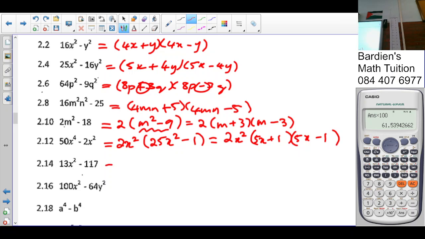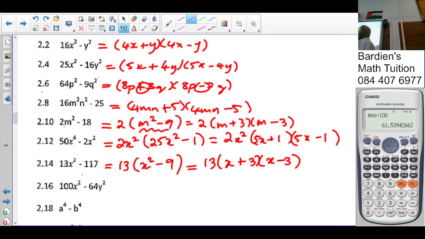Next one, what is common here? 13. I'm left with x squared minus 9, which is going to be 13 into (x plus 3)(x minus 3). Okay. Any confusion here? The next one? What is common here? 4.